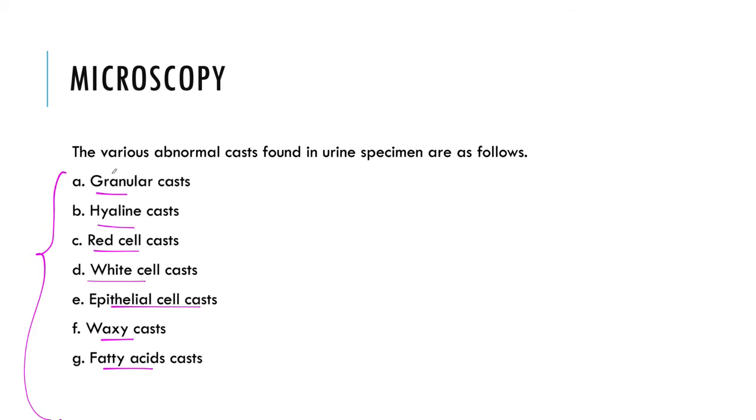Now the different kinds of crystals. You already know what a crystal is. Some kinds of crystals can be seen in alkaline urine, and some kinds can be found in acidic urine. So what kinds of crystals can you find in alkaline urine?